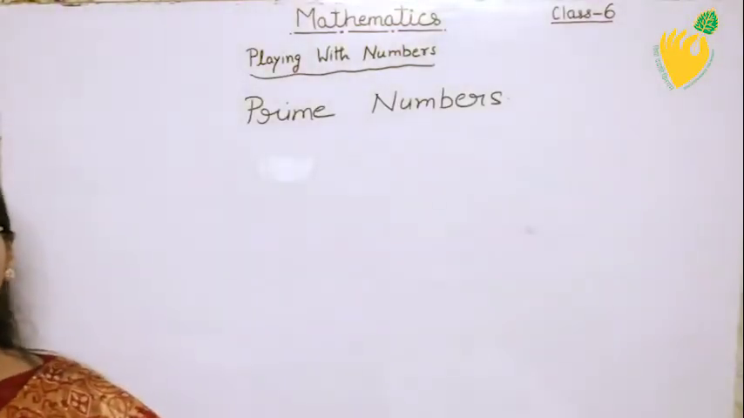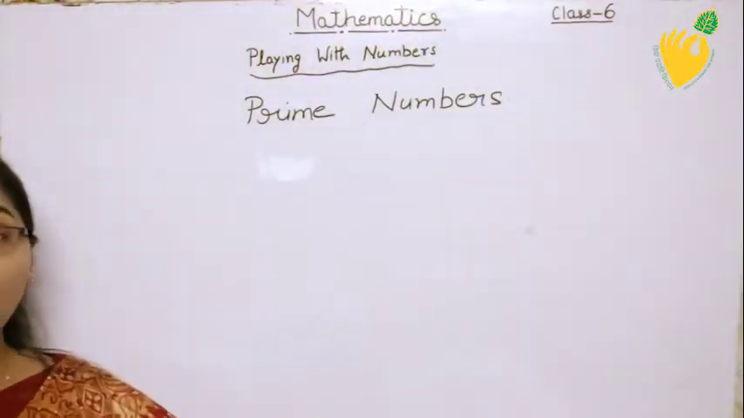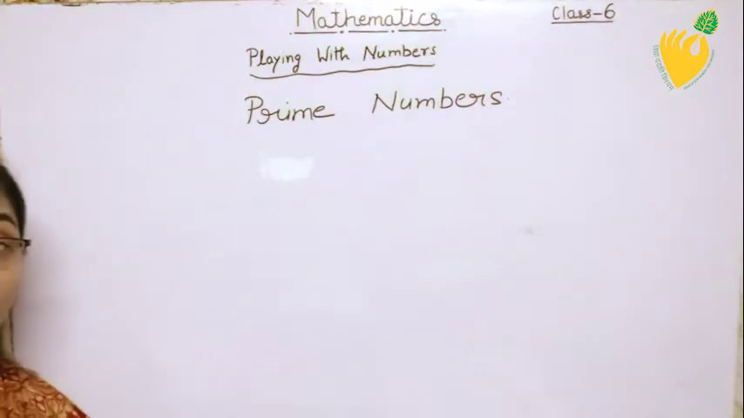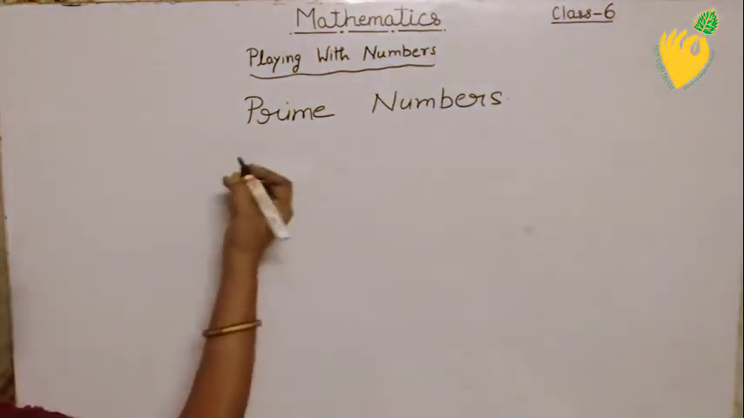Now students, I am going to explain to you the next topic, that is prime numbers. What are prime numbers, students? Any number which has only 2 factors, that is 1 and the number itself, is called a prime number.